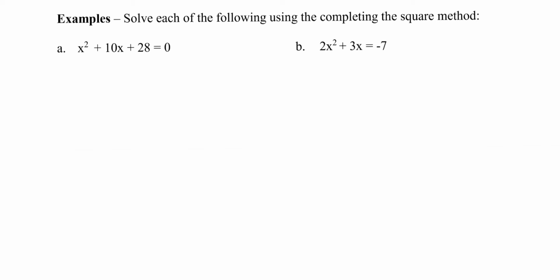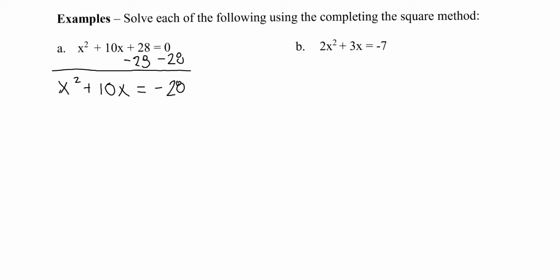Okay, so A here, we're solving by completing the square. Again, we're just not going to have a real number answer. We're going to have a complex root, so that means we'll use some imaginary numbers in there. First thing I want to do is move my c term to the other side. So I'll subtract 28 from both sides, and that will leave me with x squared plus 10x is equal to negative 28.